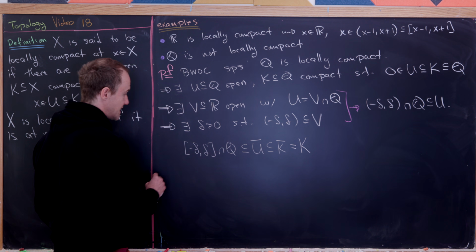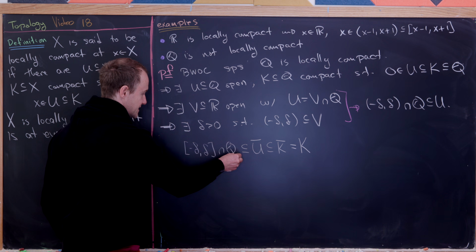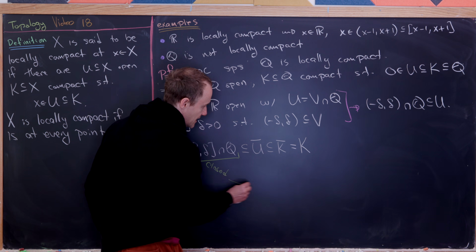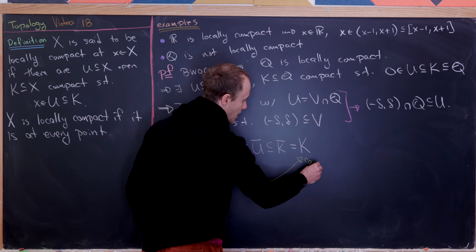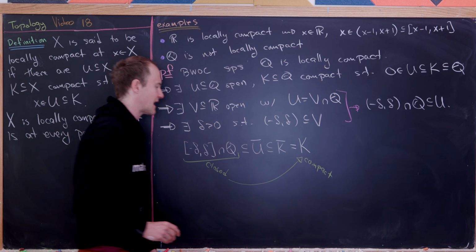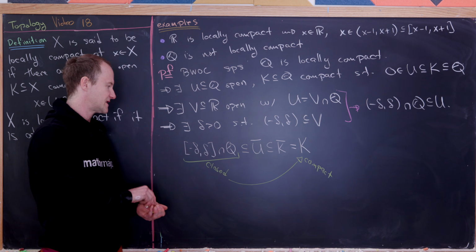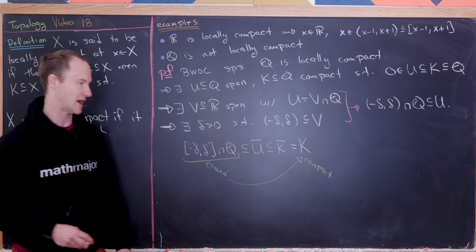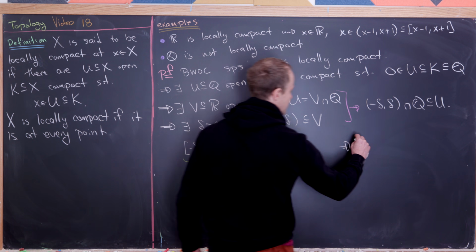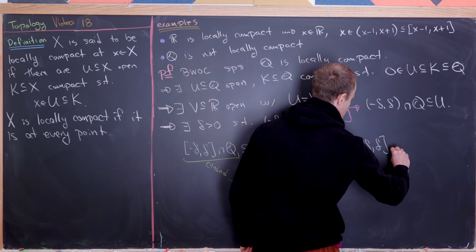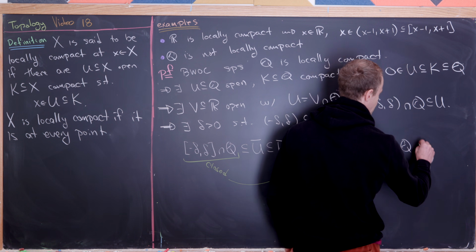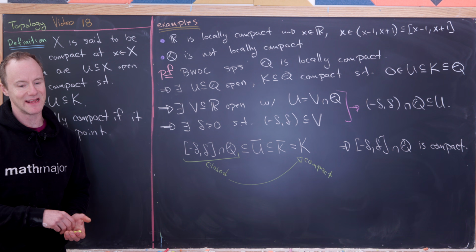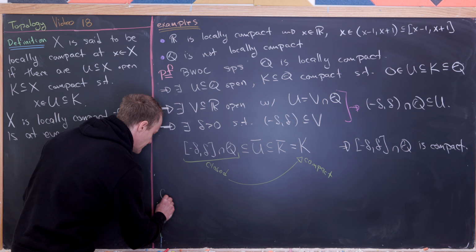Now, let's notice this, that we've got this thing right here, which is closed, and then this thing right here, which is compact. Now we're kind of forgetting everything in the middle. So we've got this thing right over here, which is a closed subset of a compact space. But that tells us that our intersection, minus delta to delta intersected with Q, is compact. But now let's show that that is an issue. So we can do that pretty easily.